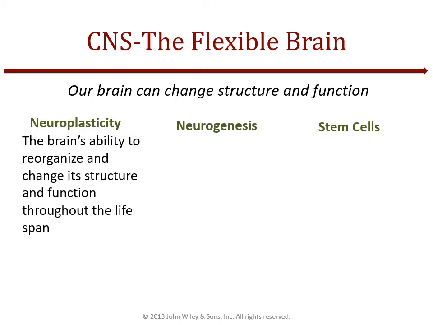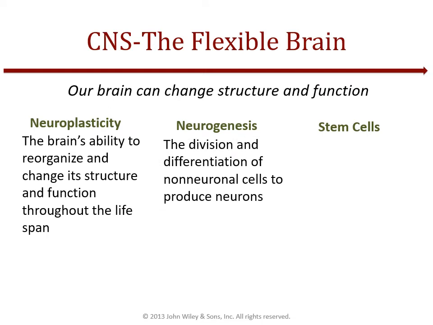Okay? A stroke, excuse me. So Taub and colleagues were able to do research and they saw success working with stroke patients because of neuroplasticity. Okay. Now, in terms of neurogenesis and stem cells, neurogenesis is the division and differentiation of non-neuronal cells that's going to help produce those neurons.